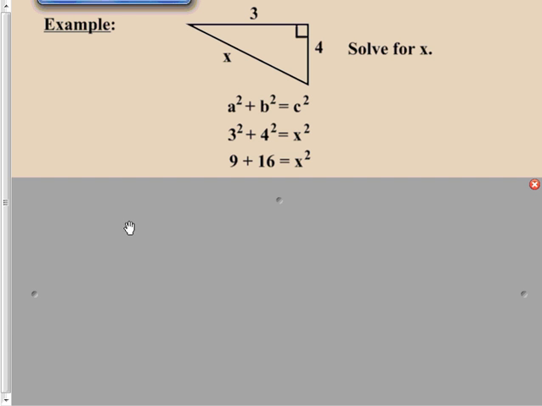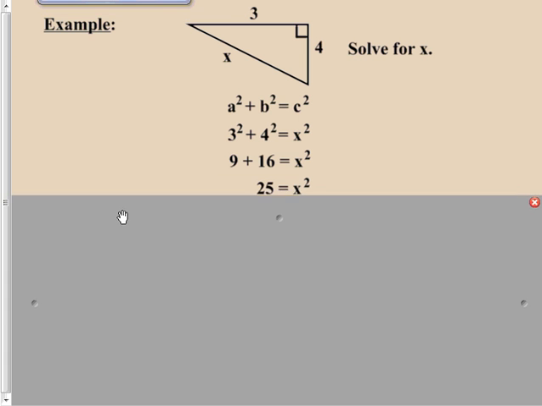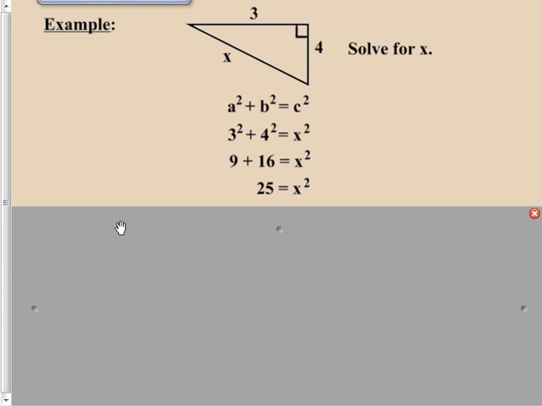Okay, so we can add the 9 and the 16. 9 plus 16 is 25, and that equals x squared. Okay, well, the very last step of our solving equations is to get a positive 1 coefficient for our variable and a positive 1 exponent for our variable. Okay, so our x does have a 1 for its coefficient, but it does not have a 1 for its exponent. We do not want x squared, we want x to the first.